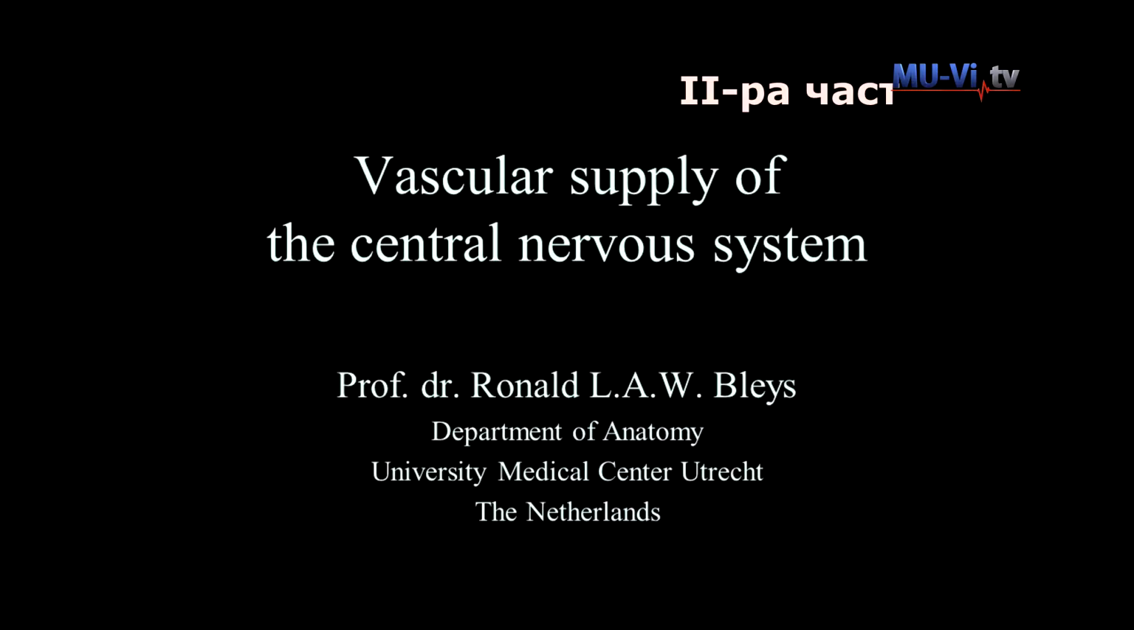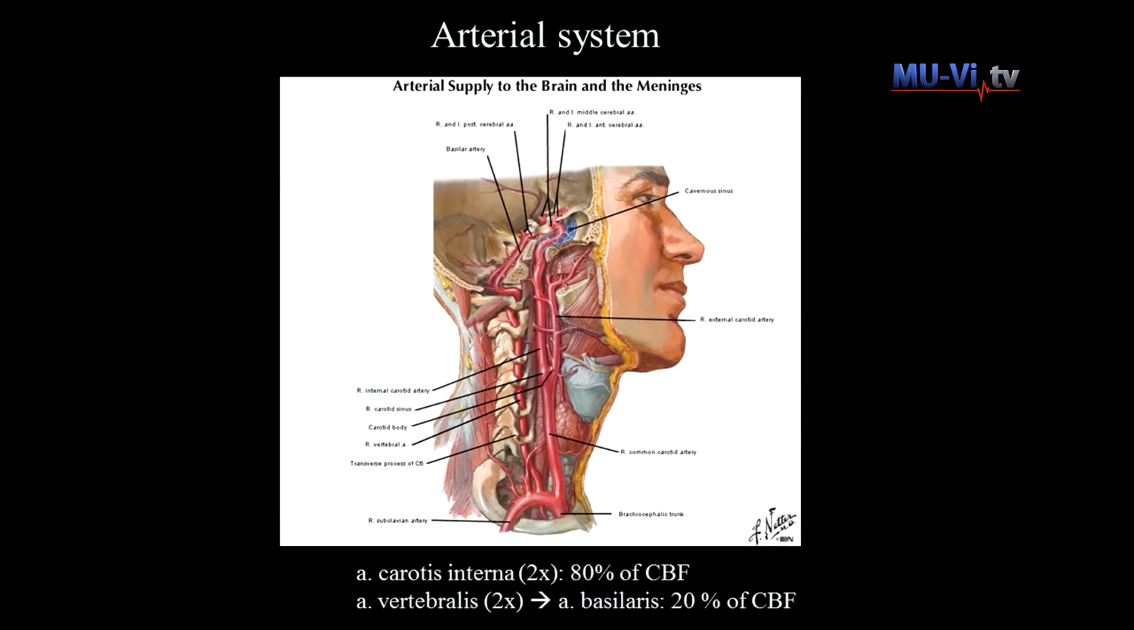Okay, this might be well known to you: if we talk about the brain, we have four supplying arteries, 2 internal carotid arteries and 2 vertebral arteries. And the vertebral arteries fuse and become the basilar artery, arteria basilaris. Together we tend to call it the vertebro-basilar system.